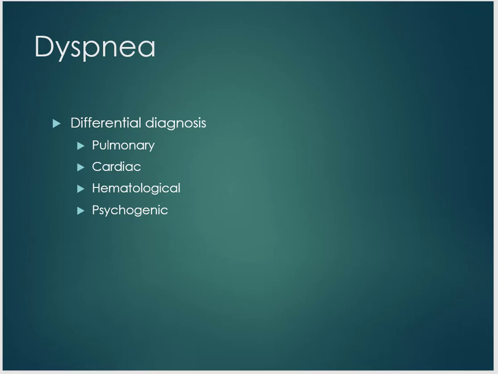Considering cardiac factors could be congestive heart failure, mitral stenosis, mitral regurgitation. There can be hematological factors such as chronic anemia. When your red cells are low and they can't carry oxygen, then of course you're going to have some shortness of air. And then psychiatric considerations may include anxiety or panic attacks.